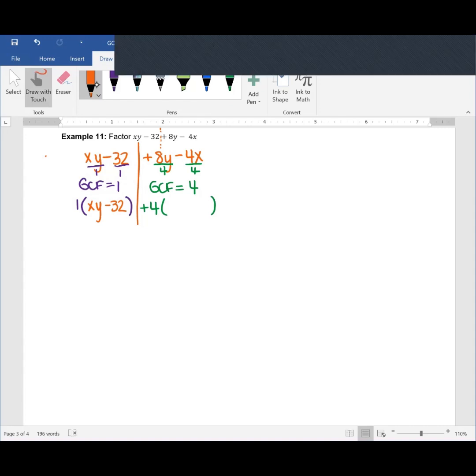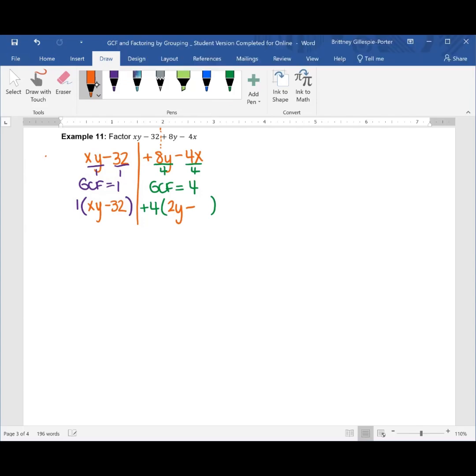8y divided by 4 gets us 2y, because 8 divided by 4 is 2 and the y comes down. Not changing anybody's sign, so bring down the minus. And 4x over 4 is 1x. Okay, 4 divided by 4 is 1, and then we have our x. If you want, you can just write this as x. Either way is fine.